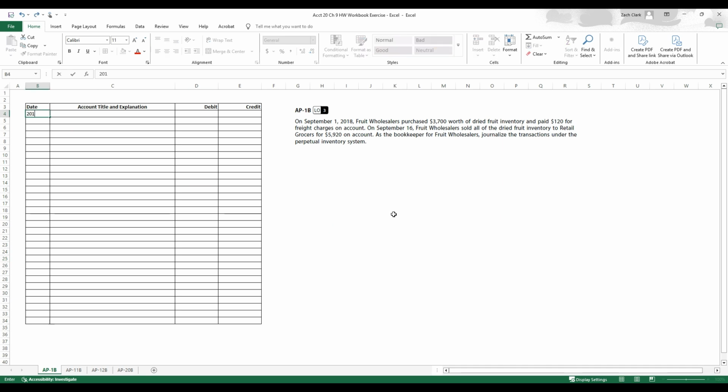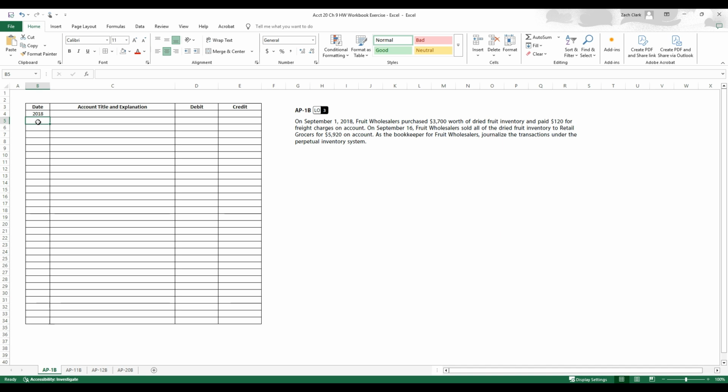So first thing we're going to do, let's just go ahead and put our date up here. So I'm going to center align those like that there, and then go ahead and center align all of those columns. So we'll put dates in here.